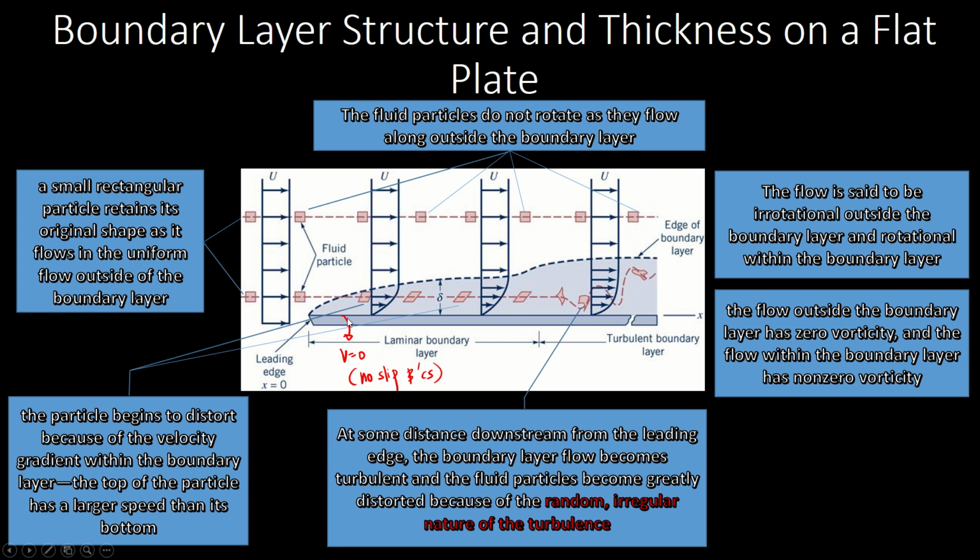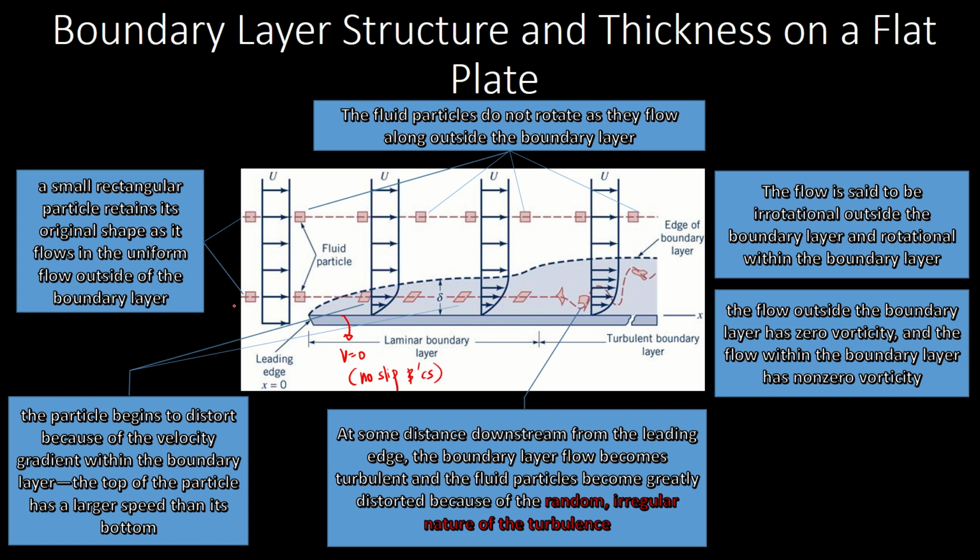The first layer adjacent to the wall, adjacent to the solid body, has velocity 0, and then the velocity will increase gradually until it reaches the free stream velocity. Within this deficit of velocity, we define it as a boundary layer. As you can see in this figure, there is the laminar boundary layer, and then basically a transition layer, and then the turbulent boundary layer.